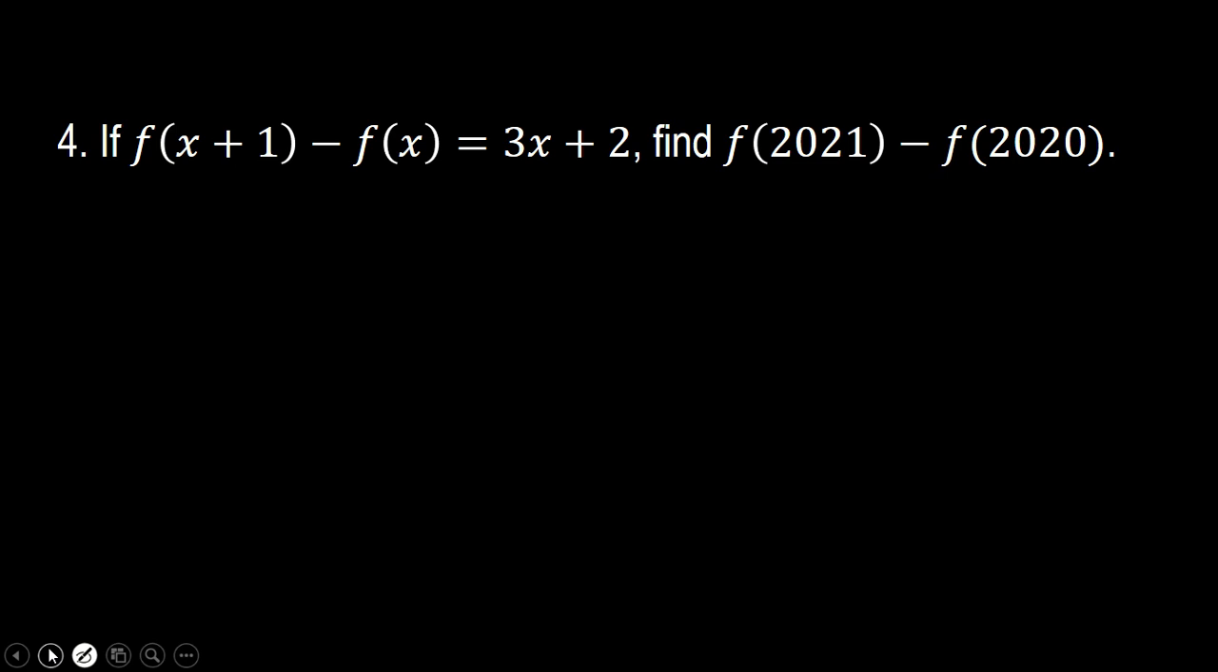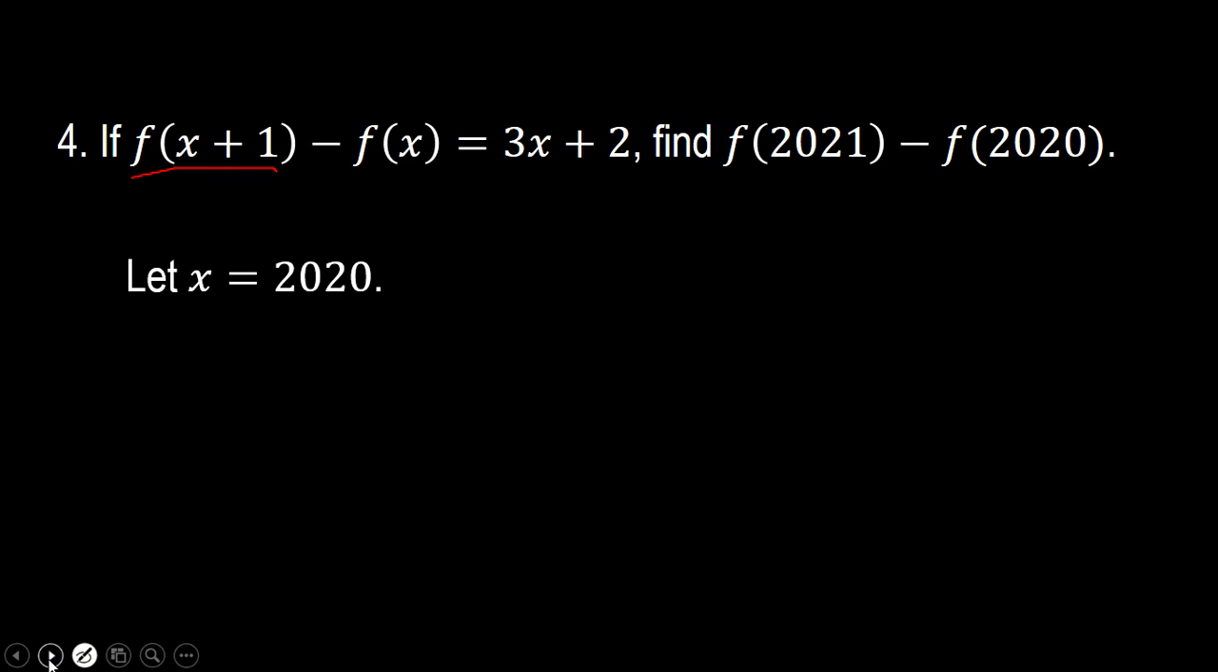Now, here, notice that we have 2021 and 2020. Okay, let's relate that to the given function, f of x plus 1 minus f of x. So let's say if we're going to have x as 2020, obviously we have 2020 plus 1, which is 2021. Okay, so let's say we let x be equal to 2020.